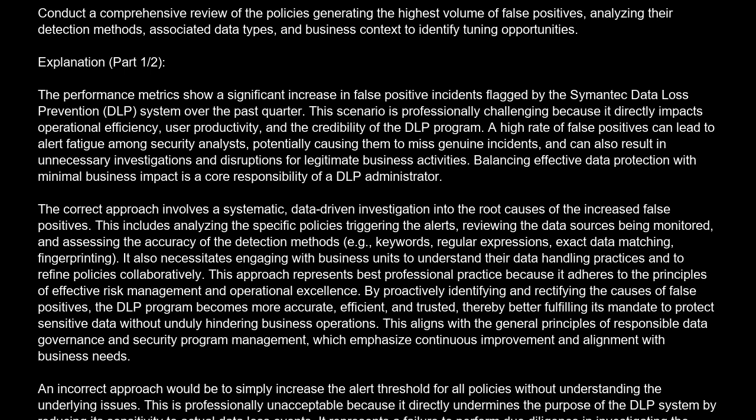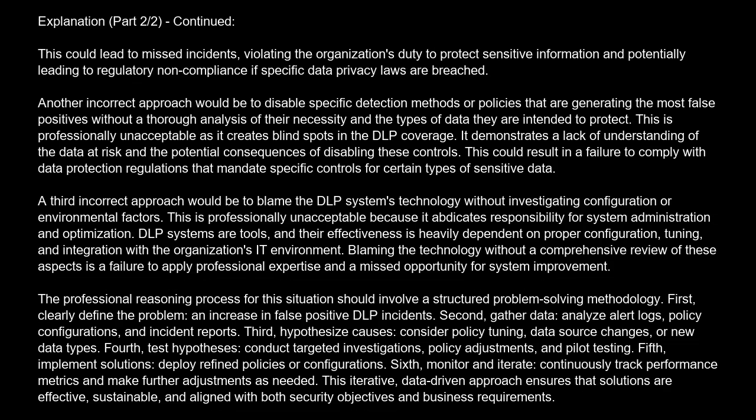An incorrect approach would be to simply increase the alert threshold for all policies without understanding the underlying issues. This is professionally unacceptable because it directly undermines the purpose of the DLP system by reducing its sensitivity to actual data loss events. It represents a failure to perform due diligence in investigating the performance degradation and a reactive, rather than proactive, approach to security. This could lead to missed incidents, violating the organization's duty to protect sensitive information, and potentially leading to regulatory noncompliance if specific data privacy laws are breached.